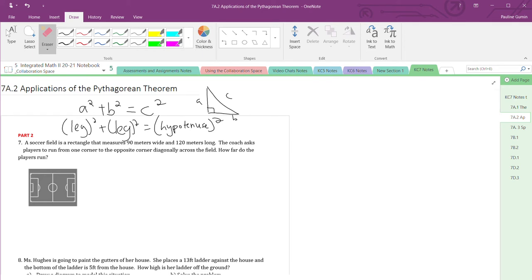Now, just as a reminder, I wrote the Pythagorean theorem on top. It's a squared plus b squared equals c squared, which to us right now means one of the legs of our triangle squared plus the second leg squared will give us the hypotenuse squared. Remember, the hypotenuse is always across from the right angle. All right, let's take a look at these problems.